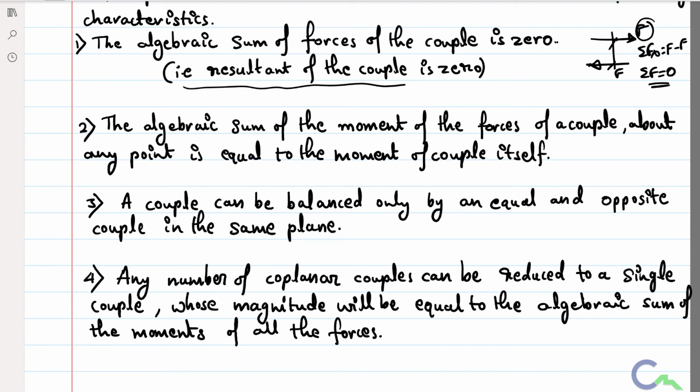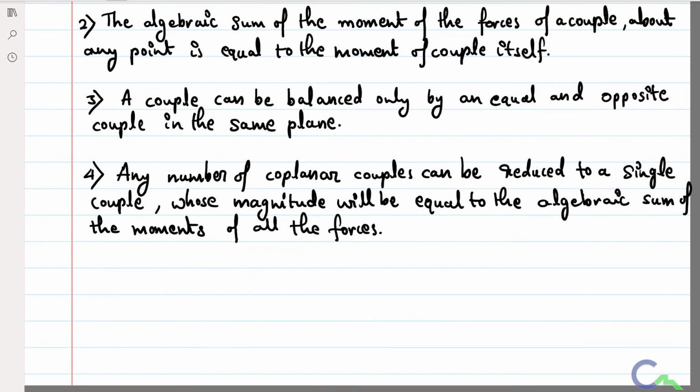The third one: a couple can be balanced only by an equal and opposite couple in the same plane. I will give one small example. I have one cylinder like this, and in this plane one couple is acting. If I want to balance this couple, I have to apply one more couple in the same plane. Then only this couple can be balanced. If I am rotating this object in this direction, and I apply one more couple in the same plane, then only can I balance that rotation.